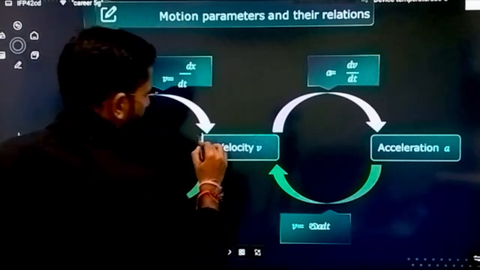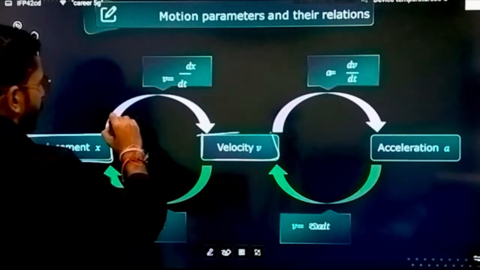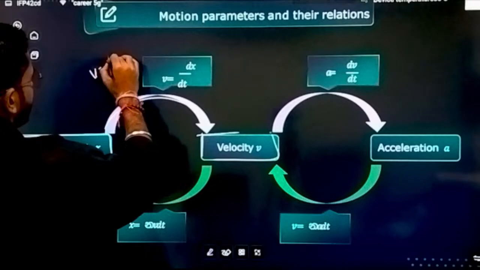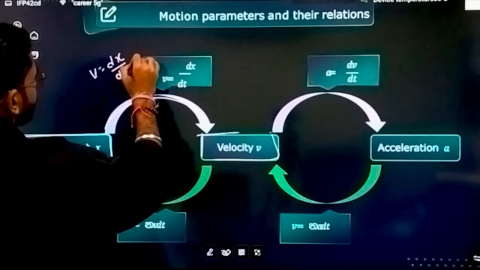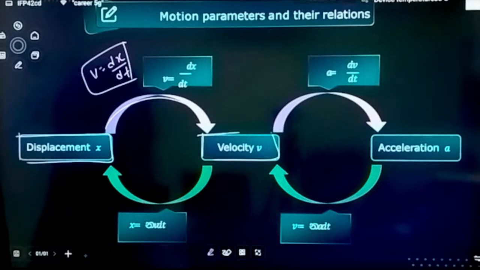And you want to move to velocity. From displacement you want to move to velocity. How will you be moving? If you want to go from displacement to velocity, you can do dx by dt, differentiating it with respect to time. Differentiating it with respect to time is going to give you what?